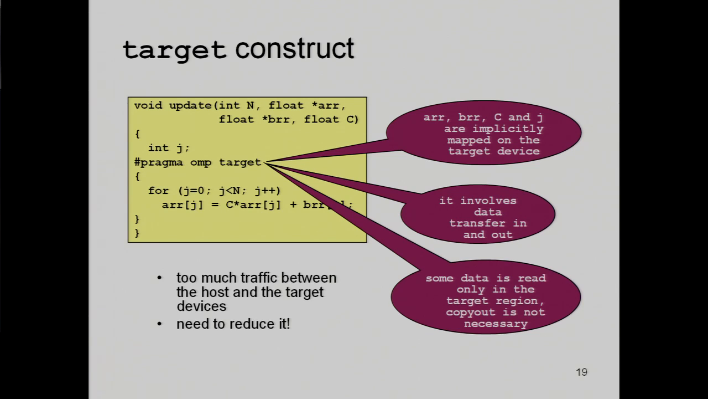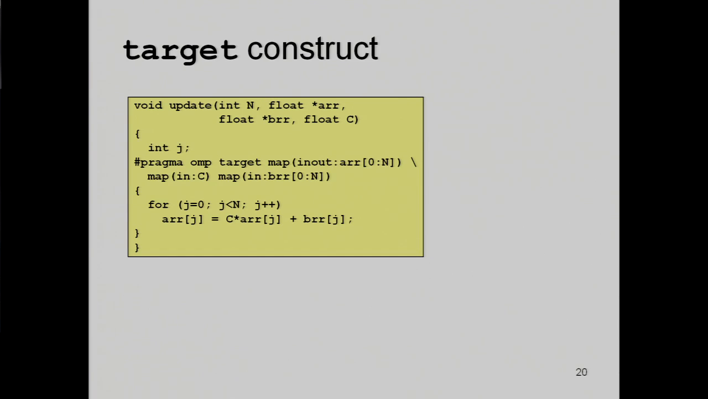If you notice, some data inside the loop in the target construct is just referenced only. It's just read only. I just need to transfer it in. I don't care about what's going on afterward. So you need to fine tune this kind of data mapping.